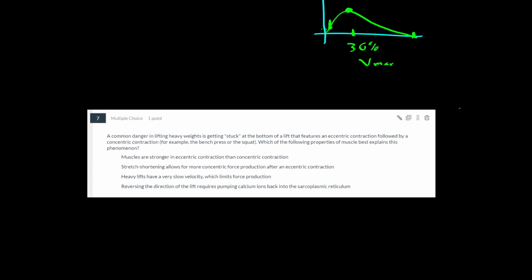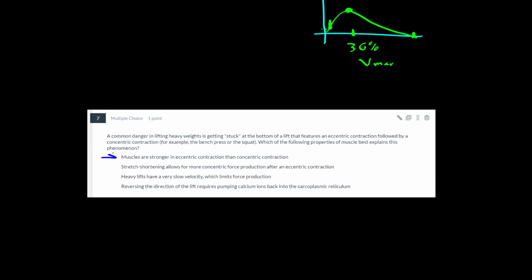This next one is also related to the force velocity curve. And this one is saying that, again, maybe from experience you've had before, when you're doing a heavy lift, you get stuck at the bottom of a lift, like a bench press or a squat. And the question is asking you to explain which of the properties of muscle maybe explains this phenomenon best.